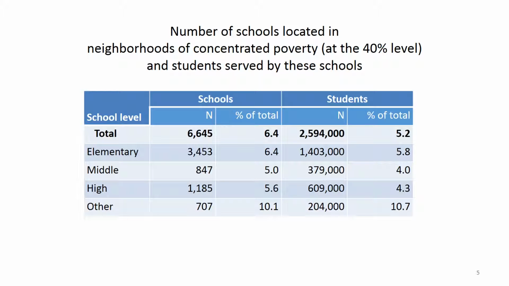Now, an important note to keep in mind as you're interpreting the numbers on this slide is that this is really a set of floor estimates, right? This is only schools that are located in neighborhoods of concentrated poverty. We know that there are plenty of schools out there that are serving children who are living in neighborhoods of concentrated poverty, but the schools might not themselves be located in those neighborhoods.